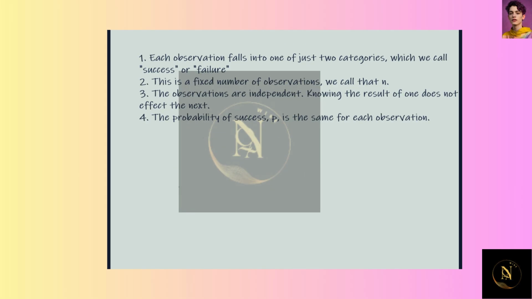The next example says asking 1,000 people which brand of cigarettes they prefer to smoke. For this one, it is not a binomial distribution because each observation does not fall into just two categories. There can be an unlimited amount of cigarette brands, so this is not a binomial distribution.